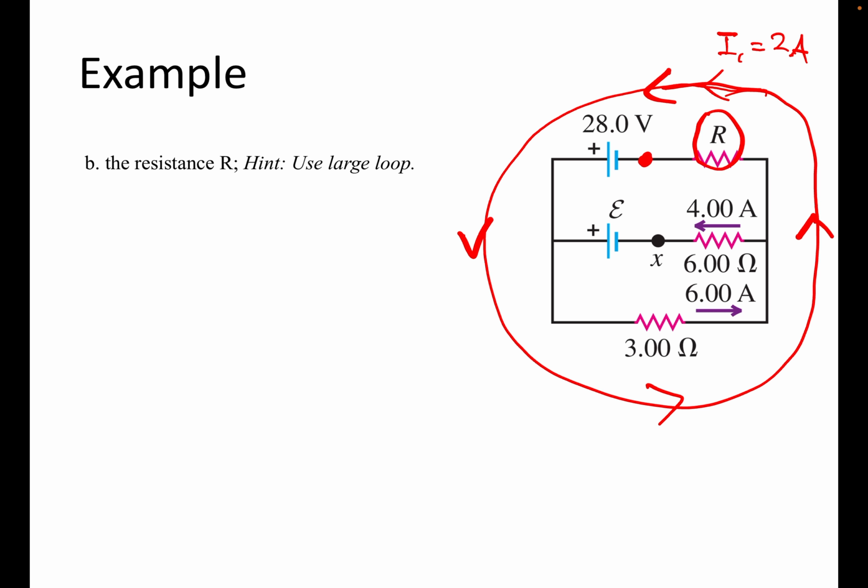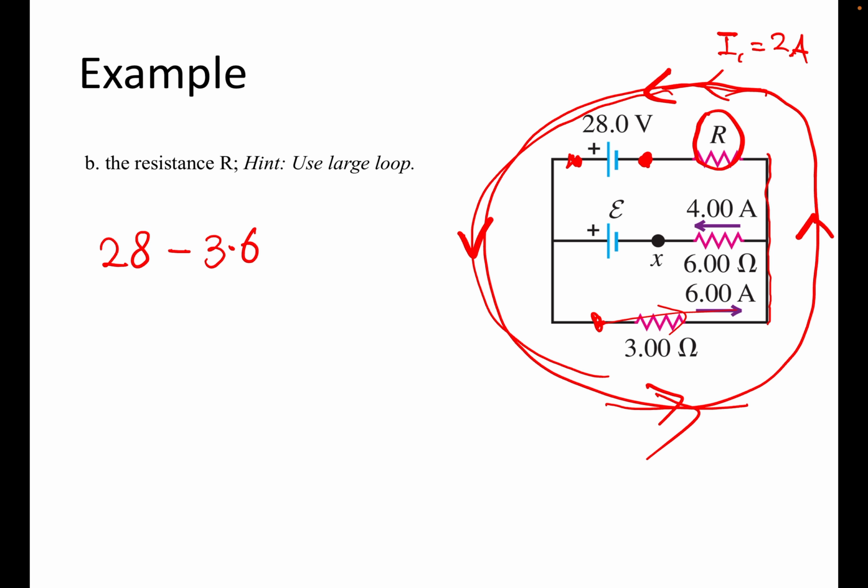Going from the negative end to the positive end of the battery, we have a potential gain of 28 volts. Keep moving, and then we meet the 3 ohm resistor. The loop is in this direction, and the current is in this direction. Using the resistor rule, it is a potential drop of I times R.